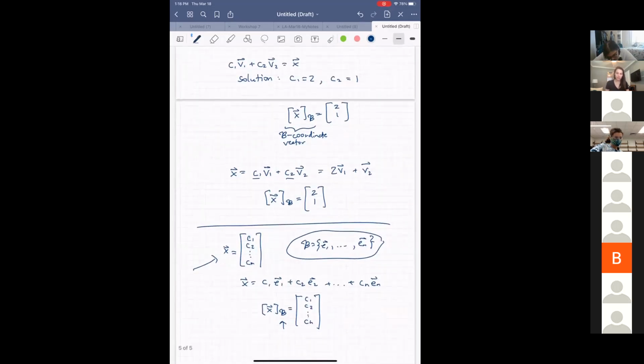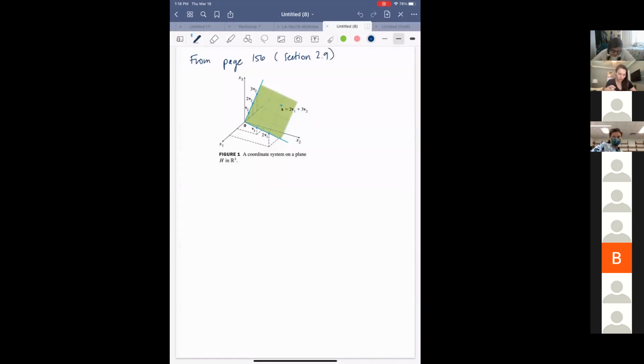Okay, sorry, just a quick question. Is there a way to visualize B graphically, or is that the wrong way to think about this? Definitely there is. So there's this picture in the textbook that I just pasted in here. Right, so it's this page 156. And imagine this green part is your subspace. So it's sort of a plane in R3, right?